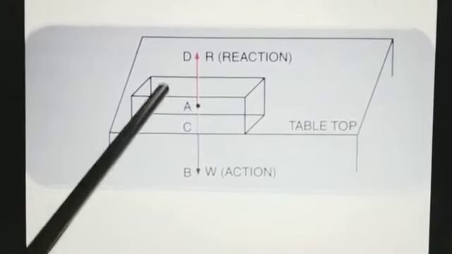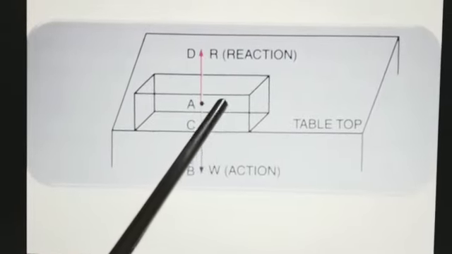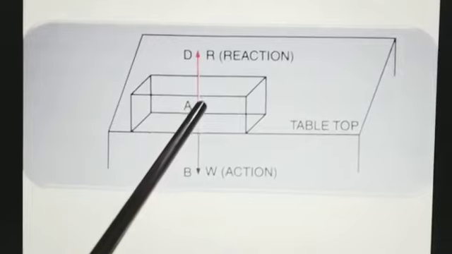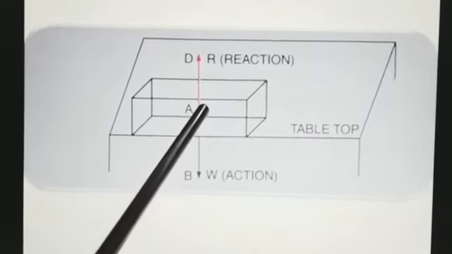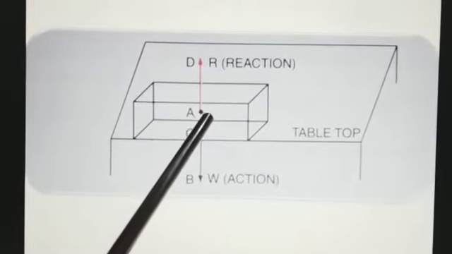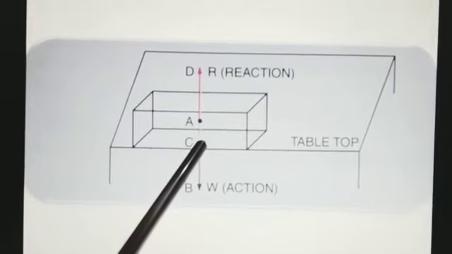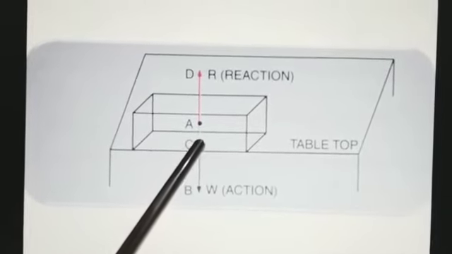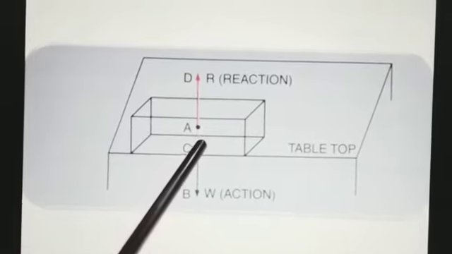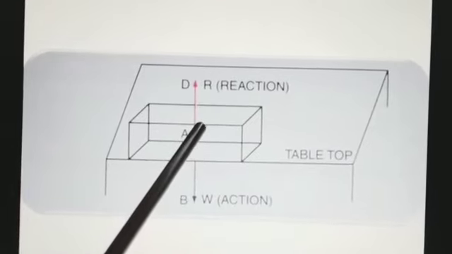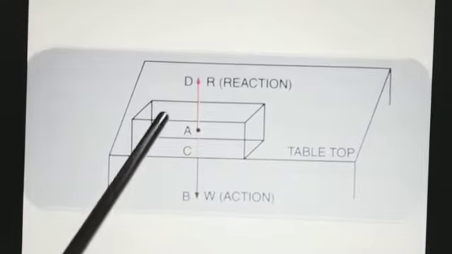In this picture you can see an object kept on a tabletop. The weight of this object acts vertically downward, and this object exerts a force on the surface of this tabletop, that is the action force. And this tabletop exerts a force on the object in the opposite direction, that is in the upward direction, that is the reaction force.